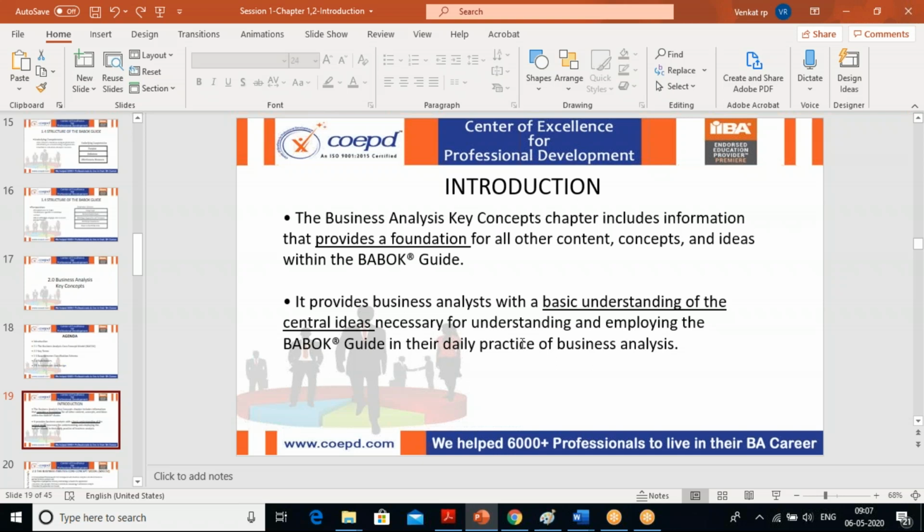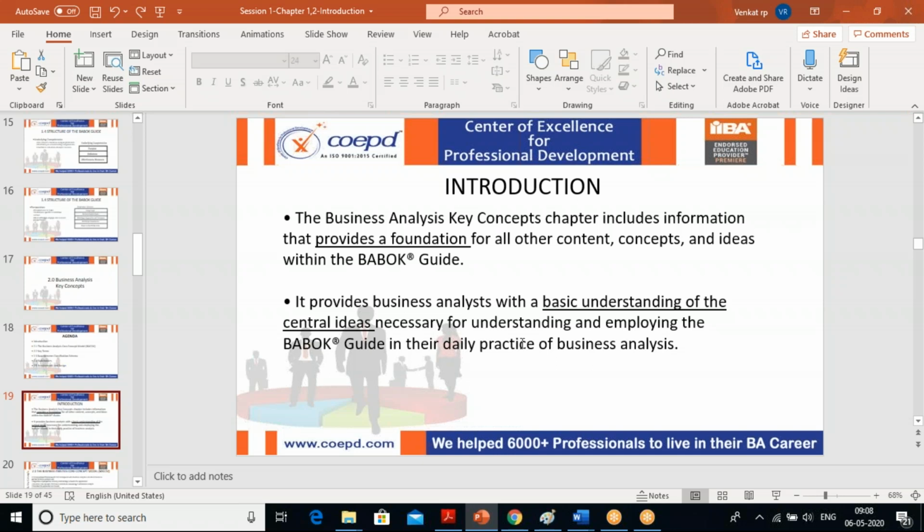Okay. And if you know it, then you will have a basic understanding of the central ideas, so that we can understand the BABOK in terms of what we actually do in our day-to-day activities of business analysis, in our daily practice. You will get a clear-cut picture of that here.